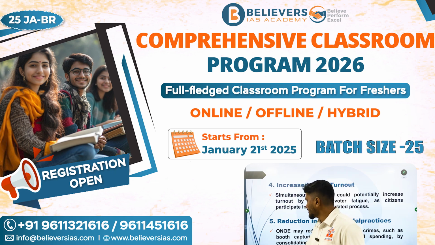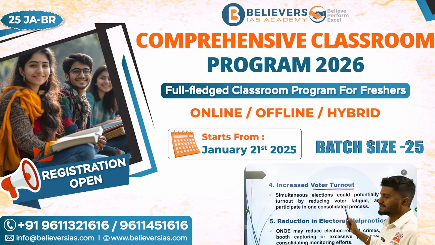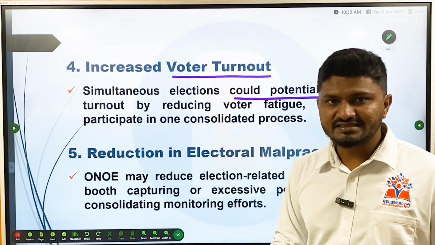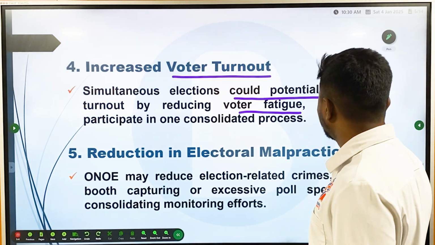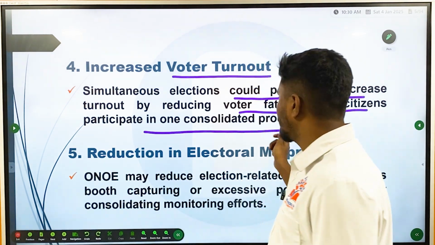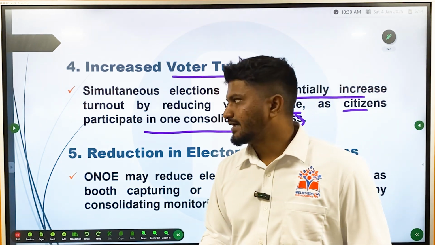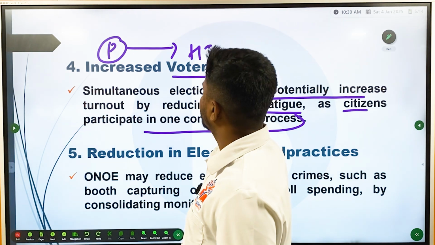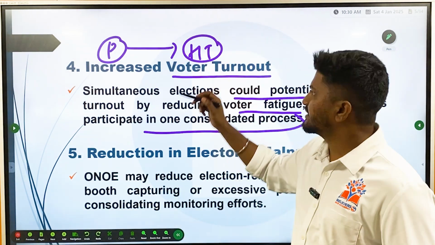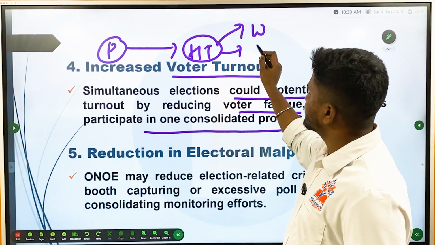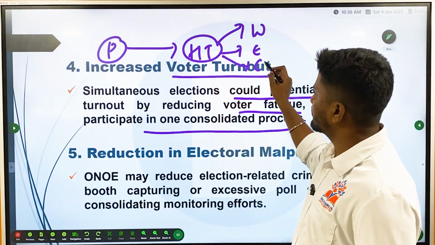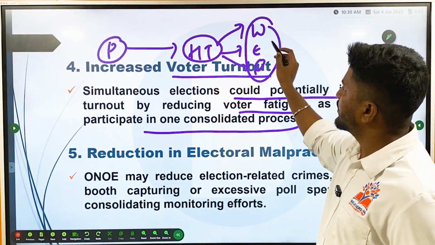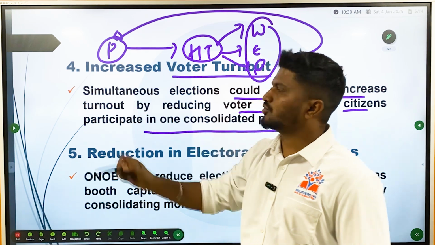Then it is going to increase the voter turnout, because simultaneous elections could potentially increase the turnout by reducing voter fatigue as citizens participate in one consolidated process. At the moment, most people live away from their hometown because of various reasons such as work, education, or other issues. With repeated elections, they are required to leave all this and go back to their hometown to vote.